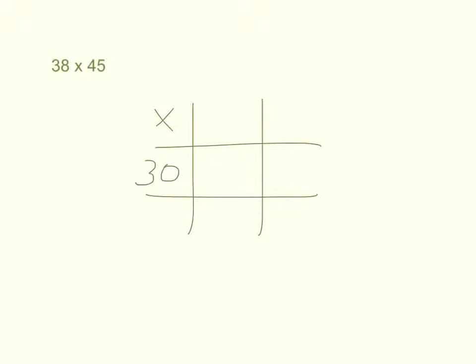You can do multiplication of two two-digit numbers in the same way. Again, just draw your boxes and think about expanded notation, and then you just multiply.